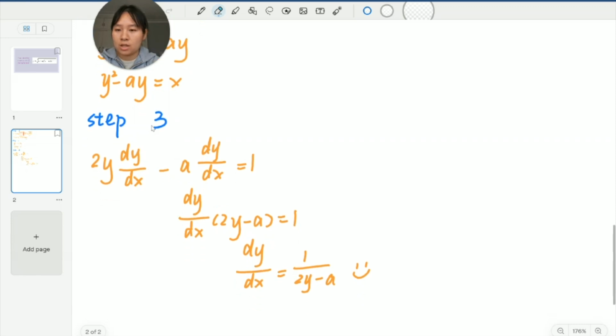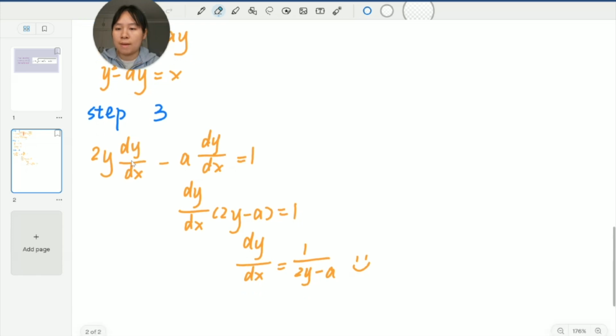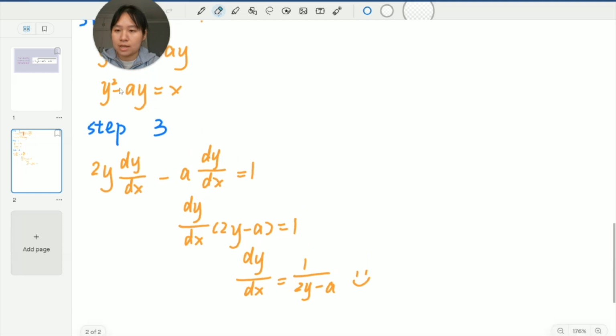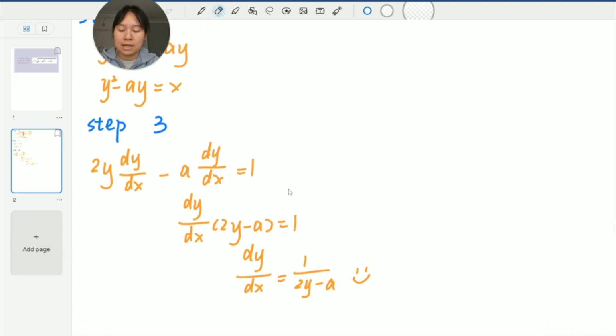So in step 3, one important thing to note is that remember our implicit differentiation. Every time we try to differentiate a term like y in this case, we need to multiply it by dy over dx. So y squared will become 2y times dy over dx, and ay will just become a times dy over dx, this term over here. And if we differentiate the right hand side, then x will just be 1 in this case.